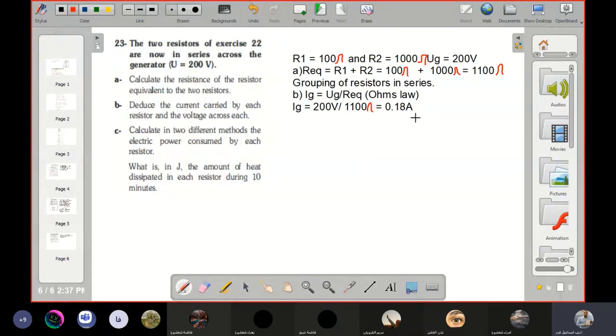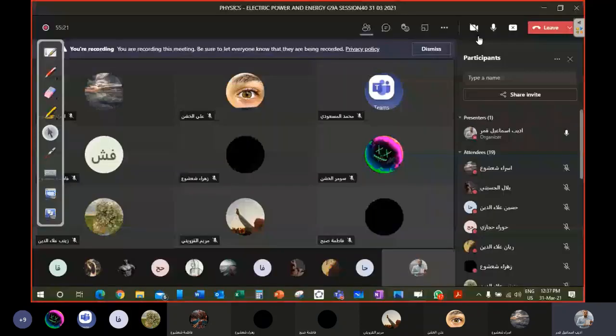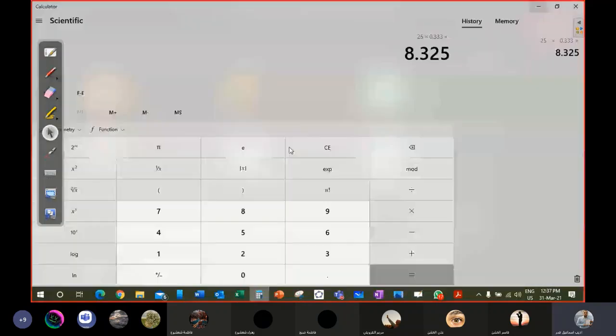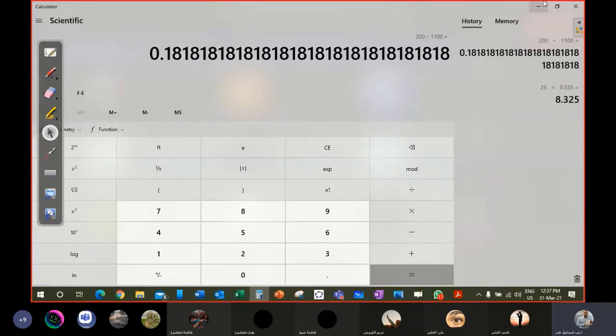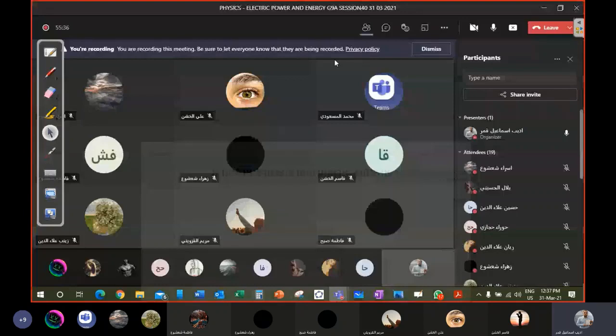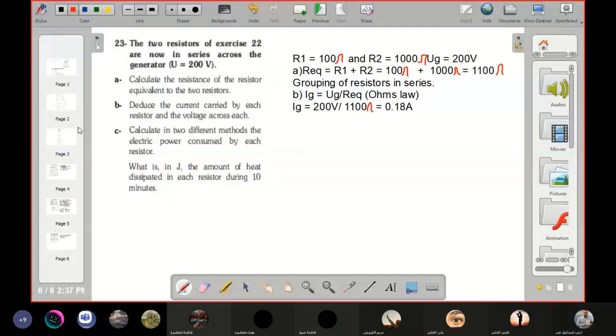0.18. Let me check on the calculator. 200 over 1100 equals 0.18 repeating, and we put the bar over 18.